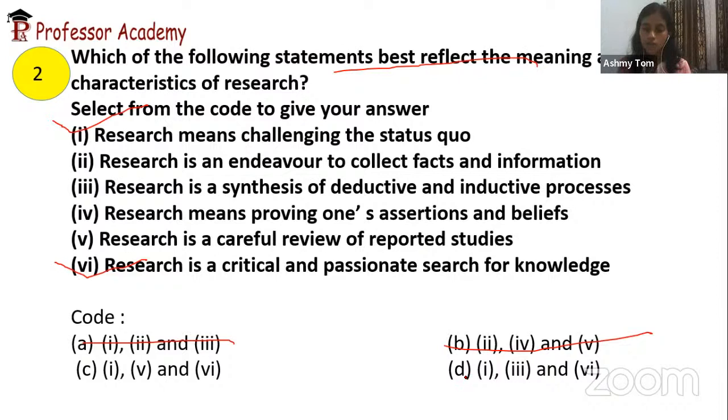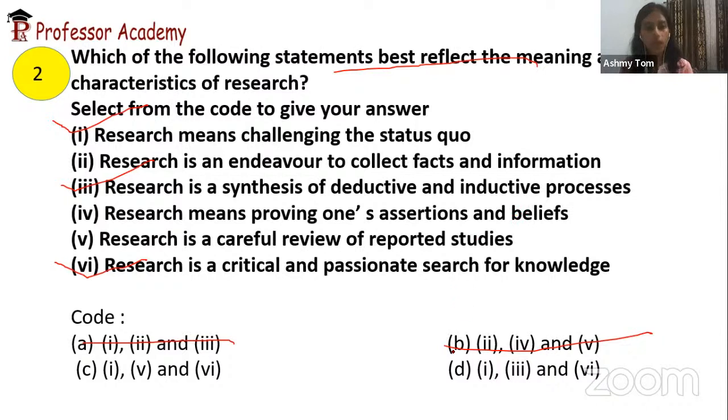Then let's see what D, that is 3. Research is a synthesis of deductive and inductive process. So that is more suitable than option number 5, because in any type of research, we have to follow one of the paradigms, either the inductive paradigm or the deductive paradigm. So it seems option D is the right pattern and right answer, which overall summarizes the meaning and characteristics of research.